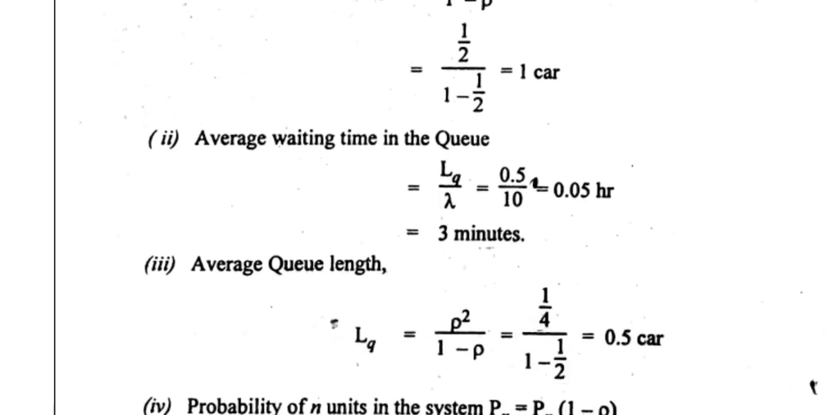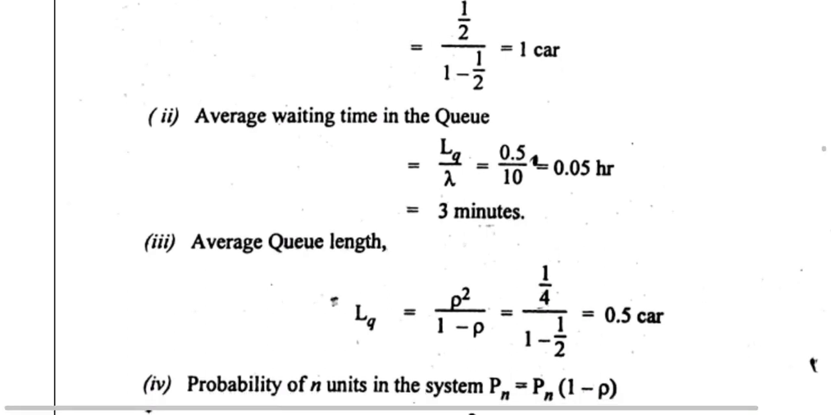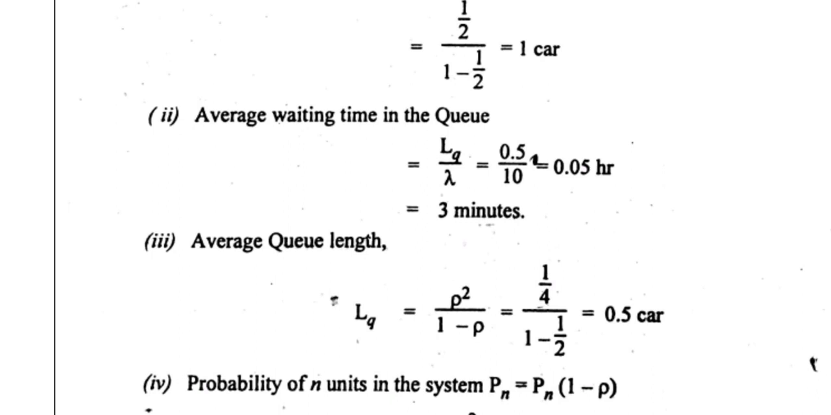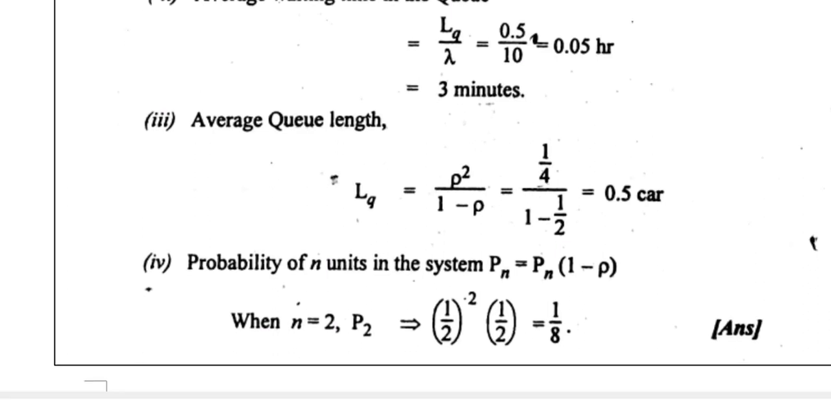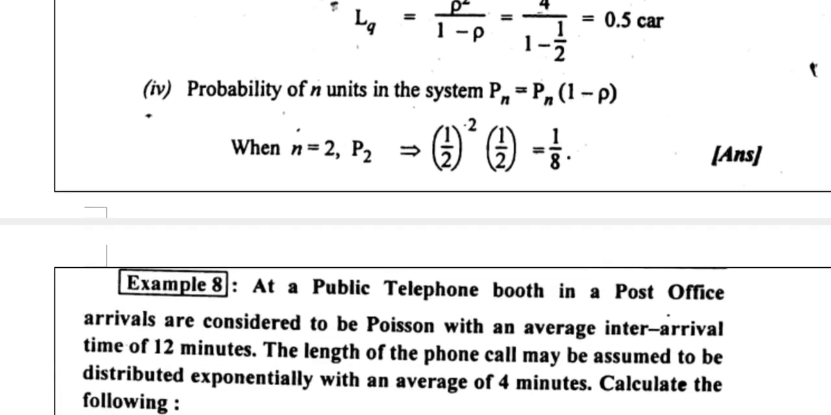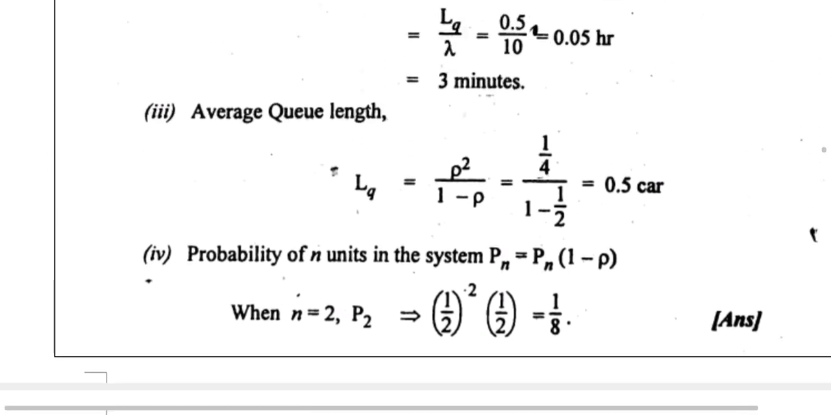Average queue length, we have to calculate as LQ equal to rho square by 1 minus rho, that is 1 by 4 by 1 minus 1 by 2, 0.5. So the probability of n units in the system can be represented as Pn equal to rho to the n into 1 minus rho. So 1 by 2 whole square, into 1 by 2, equal to 1 by 8. So like that we can calculate the system.